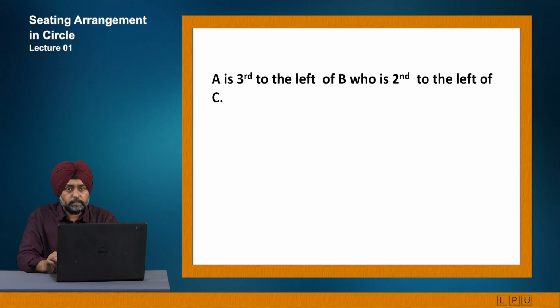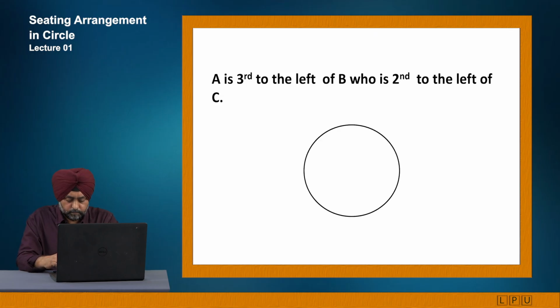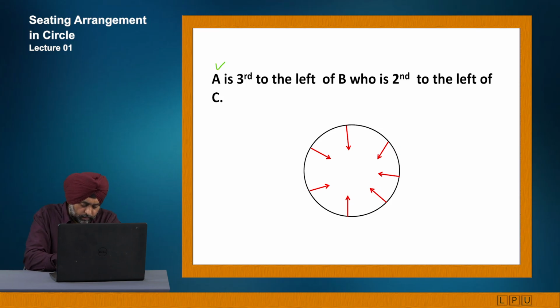Okay. So let us practice this first line again with another example. Now the statement is A is third to the left of B, who is second to the left of C. Let us make the circle again. Again, number of people 7. We have just said that we have to just imagine 7 people. Who is the first person in the line? It is A, and the second person is B. So we have to start with B and we will place B at the bottom.